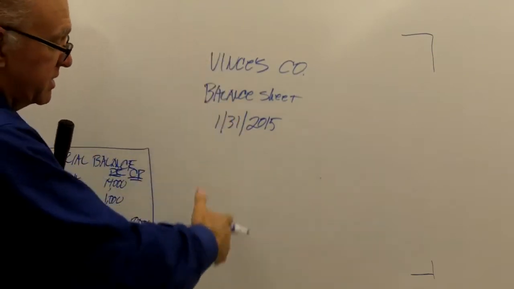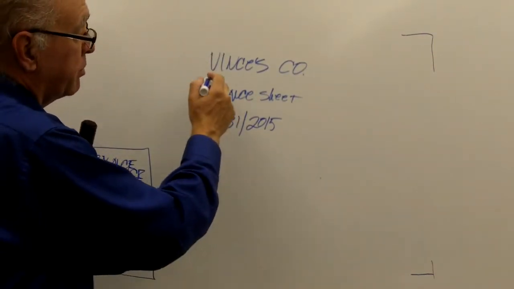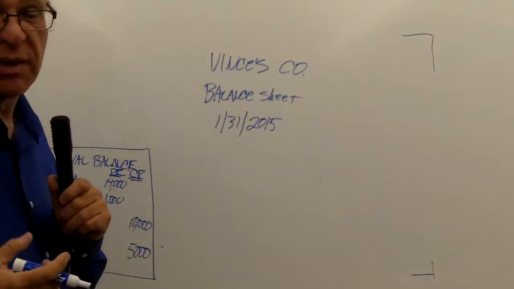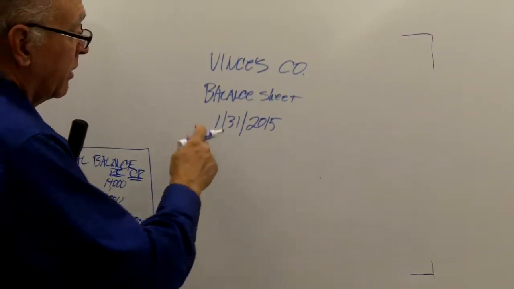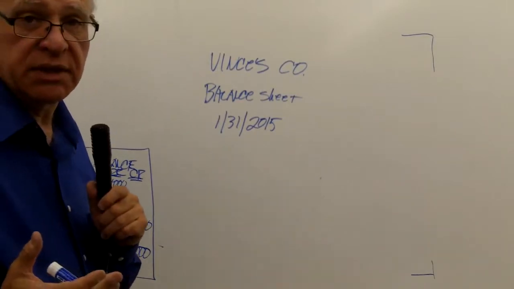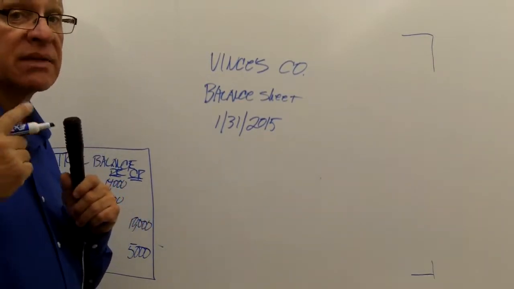And there are some components of the heading that I put up here. I put the name of the entity, the name of the company. That's the perspective that we're taking a look at these assets. I put down the name of the statement. It's a balance sheet. I bet it balances.